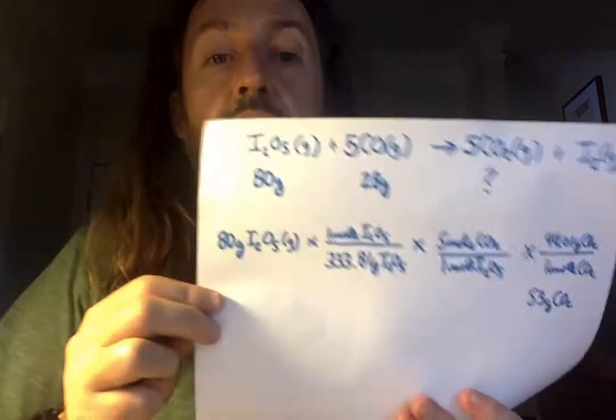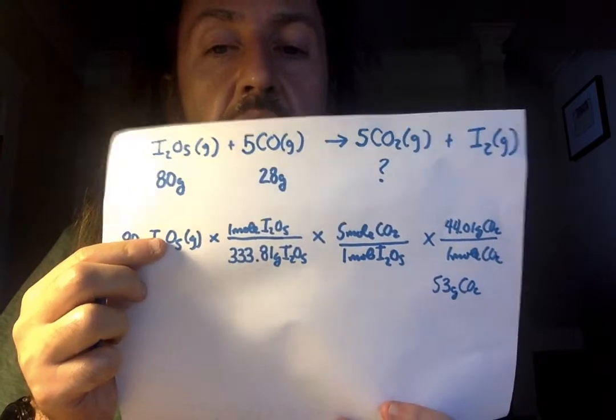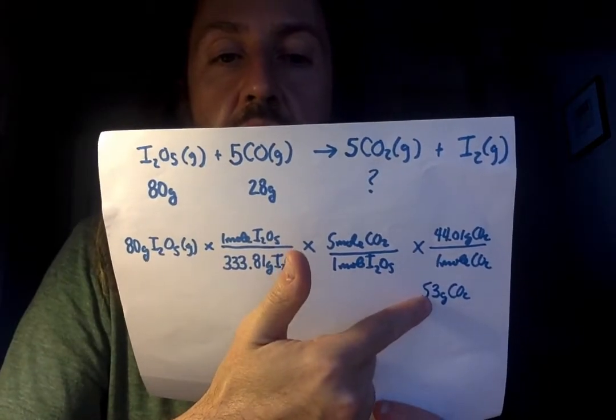We're looking good there. And now I'll just go ahead and calculator that out because I got my calculator right here. So that's going to be 80 divided by 333.81 times 5 times 44.01. And so from 80 grams, I can make like 53 grams of carbon dioxide. Okay, so from 80 grams of iodine 5-oxide, I can make 53 grams of carbon dioxide.